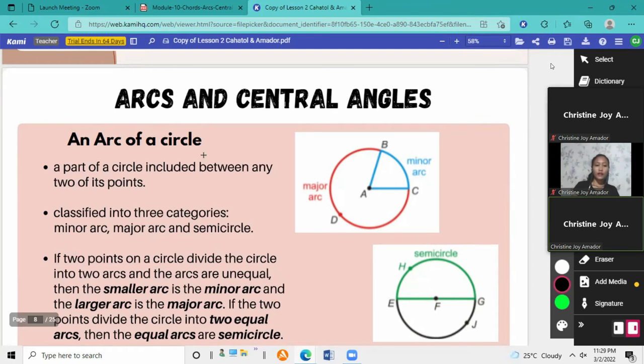So we have here the definition of an arc of a circle. The definition of an arc of a circle states that it is a part of a circle included between any two of its points. If this is our circle, and this is a point of our circle, and an arc is a part of a circle. So if we have this point here and this point here, and we connect the two points on the circle, then we can create an arc.